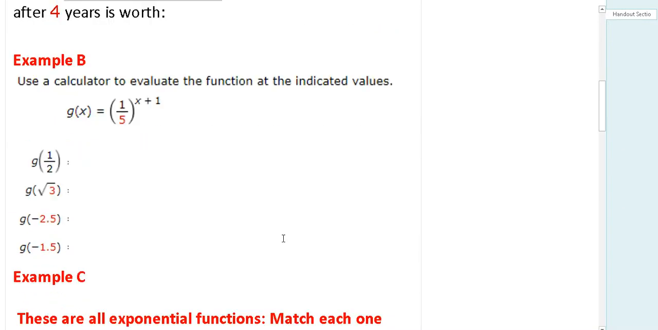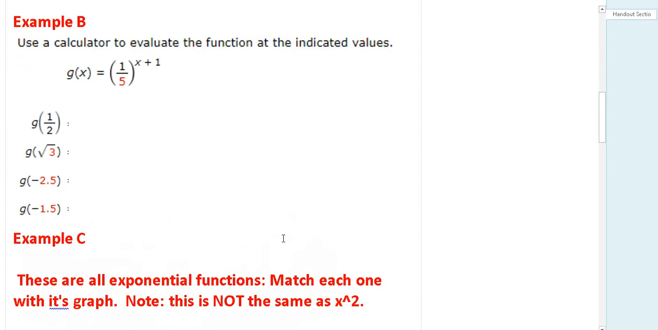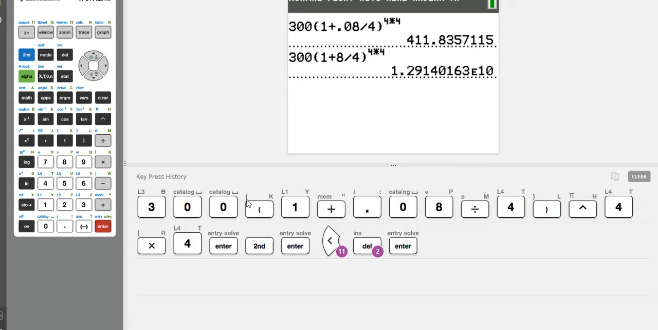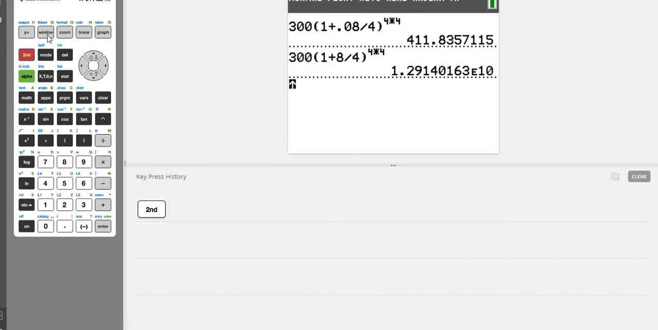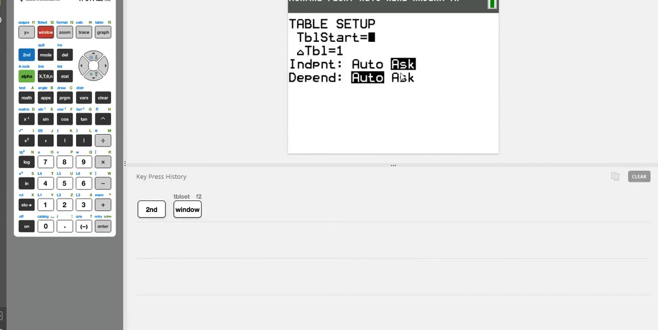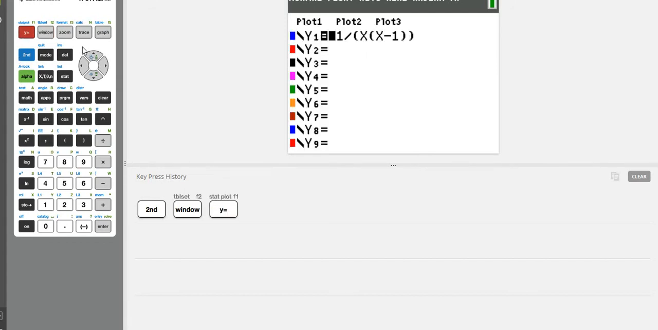Now, let's see here. One of the things you're going to be asked to do is to actually just find some values. So maybe it's not a bad idea to practice that. We just finished working with our tables, so they're all set up. Let me remind the viewer here that if you hit the second key, then the window key, you want independent set to auto, independent set to ask, dependent set to auto. With that, let me go in here and type in some equations.